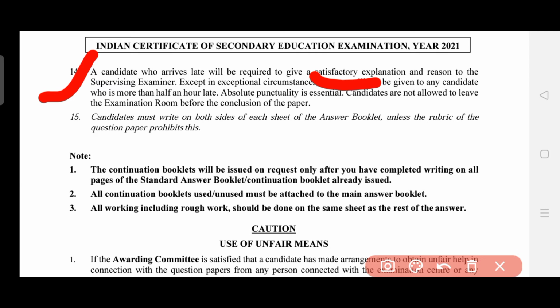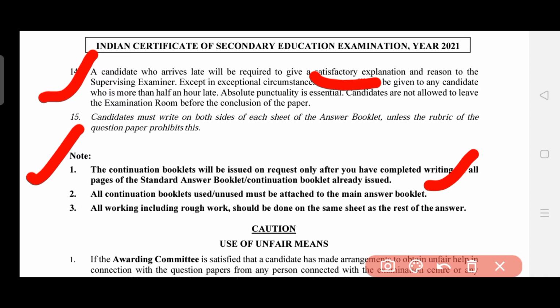Okay. Now let's see the note which I have written here, that the continuation booklets will be issued on request only after you have completed writing on all pages. Yes, I have told you before also that don't try to escape one or two pages. Okay, write on every page, then only, if you need an extra sheet, it will be allotted.